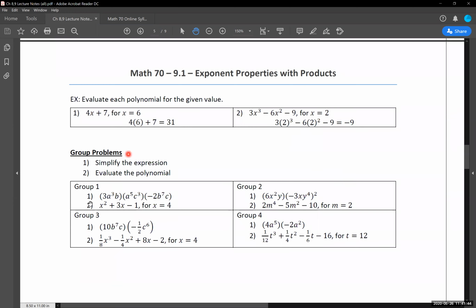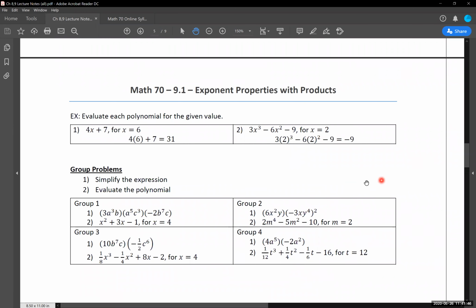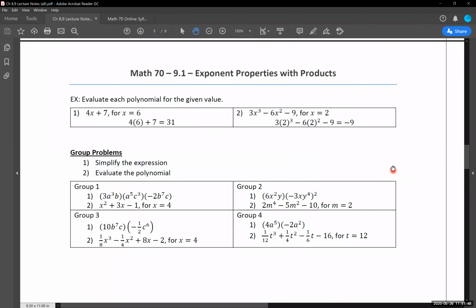And then we have group problems. These are challenge problems that normally we go through in class, but we are not in a classroom right now. So if you want some additional practice, here's a little bit more challenging stuff if you want to do that on your own outside of the book problems. But this is all of the 9.1 material.